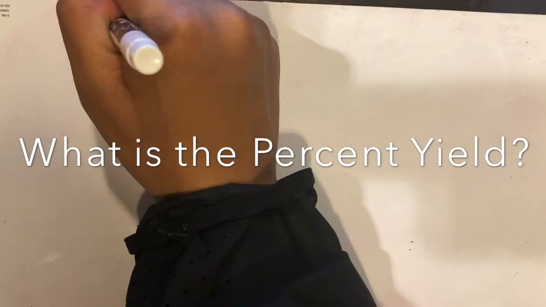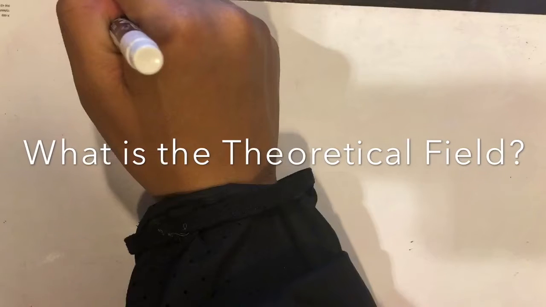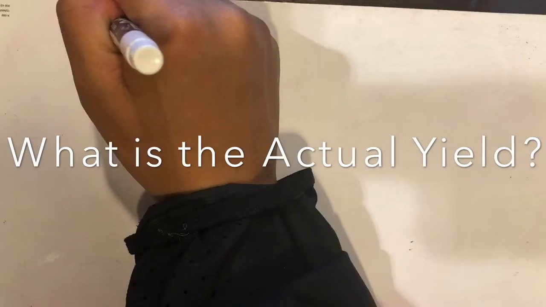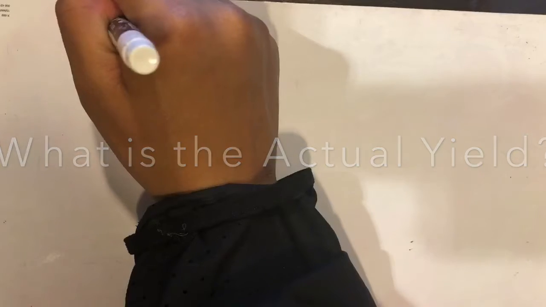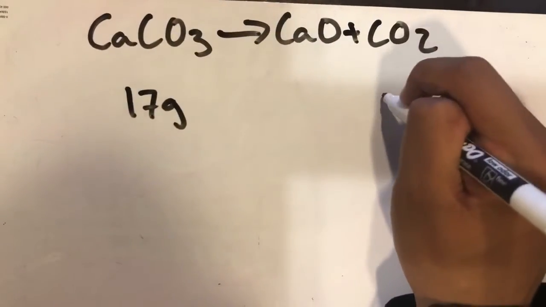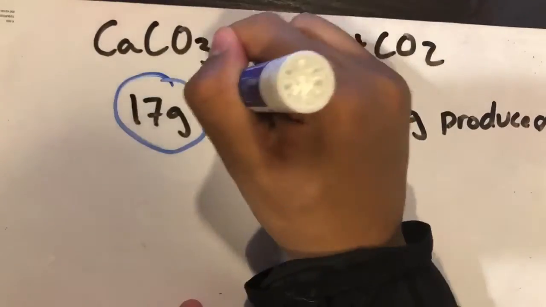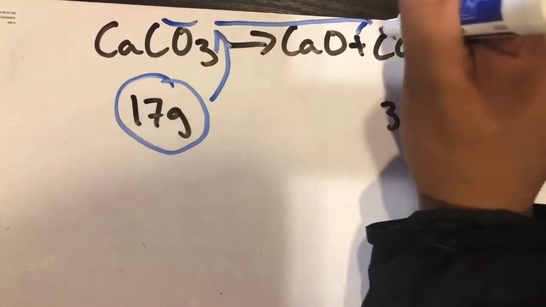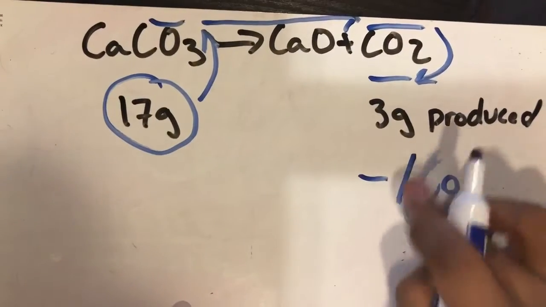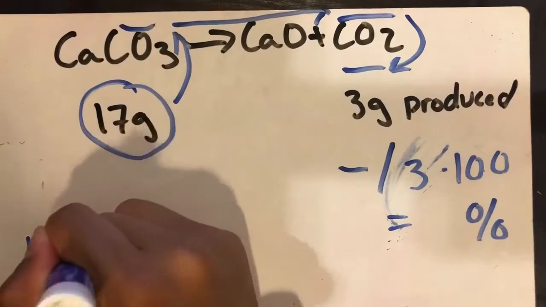Percent yield is the percent of the product formed during a laboratory experiment. Theoretical yield is 100% of the possible product that is formed. Actual yield is percent yield divided by the theoretical yield. For a third example, we have our balanced equation CaCO3 decomposes into CaO plus CO2. 17 grams of CaCO3 is decomposed, but only 3 grams of CO2 are actually produced. We must find the theoretical yield, and then we have to divide 3, which is the actual yield, by it and multiply by 100 to find the percent yield.